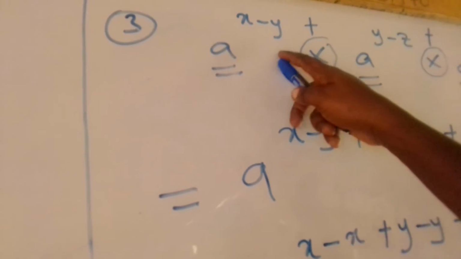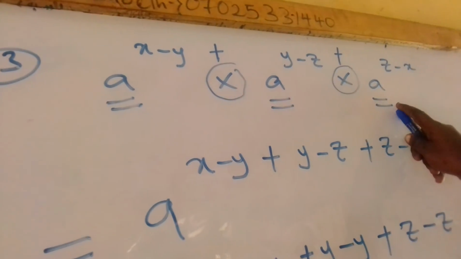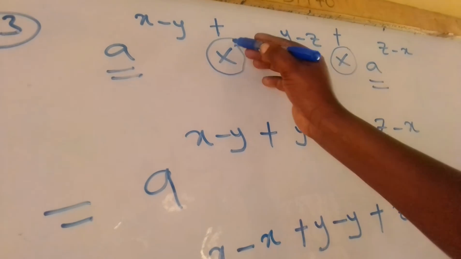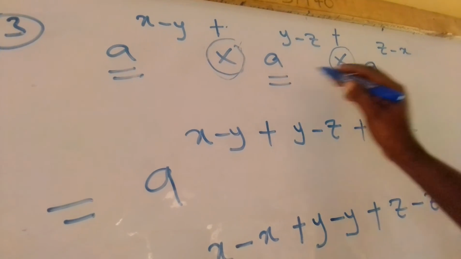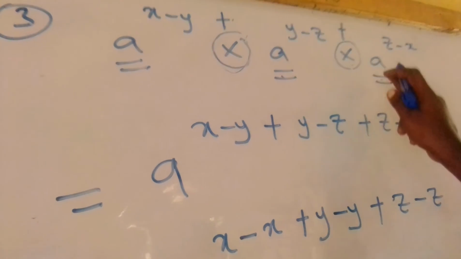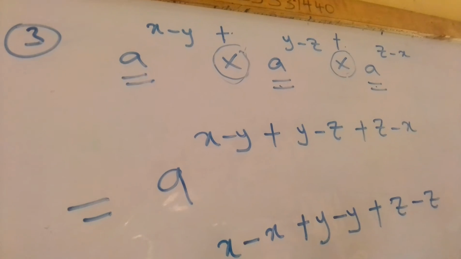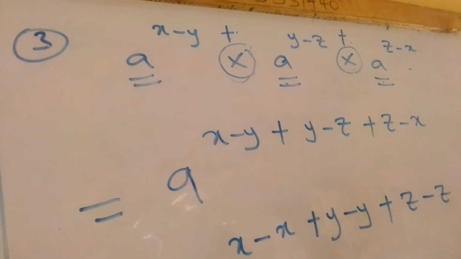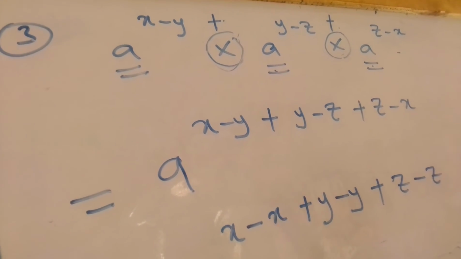A raised to the power x minus y, times a raised to the power y minus z, times a raised to the power z minus x. These times signs in between will give us plus. When we have the same letter and a multiplication sign in between them, we are going to pick only one. Even if this letter appears in 1 million places, we are going to have only one letter as their representative.